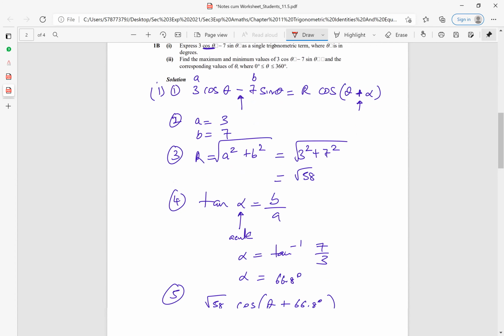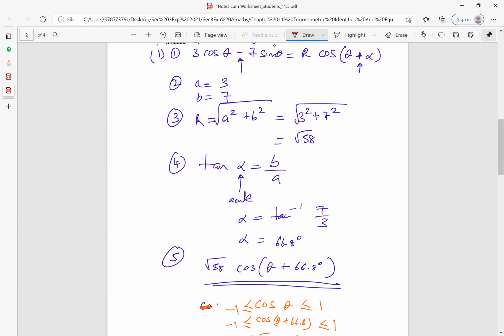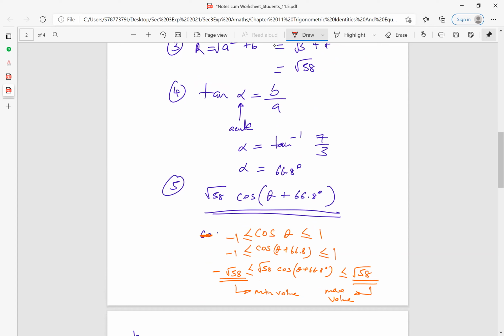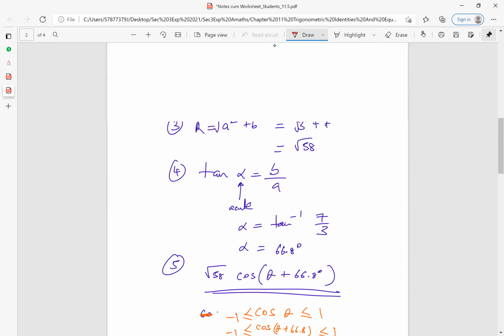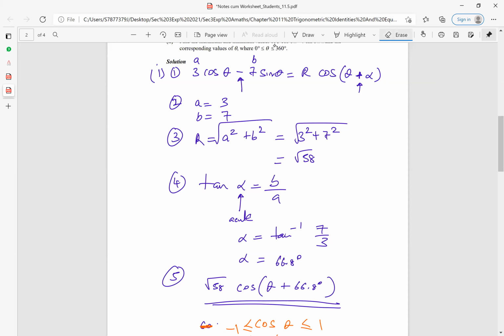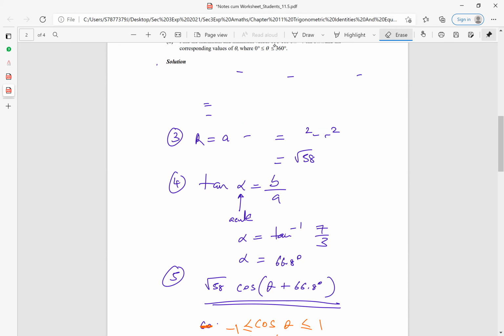Okay, let's look at this. This one is cosine, right? So it's no different. I've already found the minimum and maximum value in our previous section. We already found this. So now what we need to do is, let me erase this off. Now we need to find the corresponding values of the minimum and maximum.